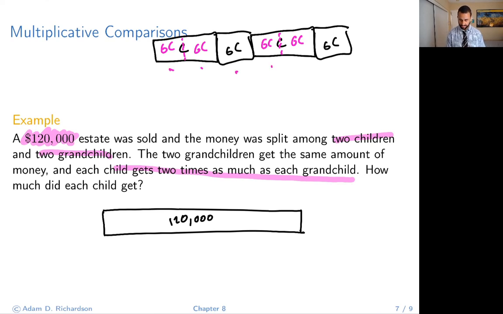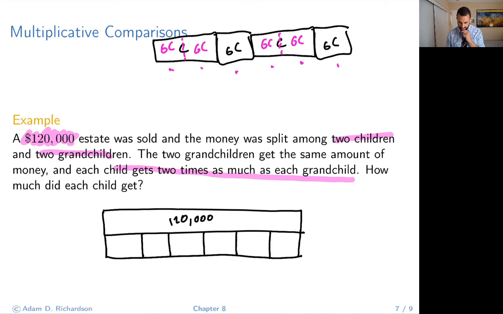1, 2, 3, 4, 5, 6, it looks like. So we need to cut $120,000, the strip, into 6 equal sized pieces. Let's do that. Okay. I'll cut it in half first, and then I'll cut each of these into thirds. Notice how this is actually quite precise, right? They have to look just about the same size. It doesn't have to be perfect, but they shouldn't be all over the place, right?